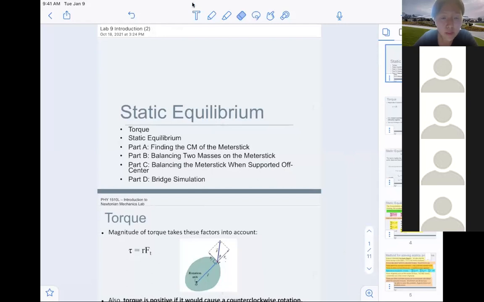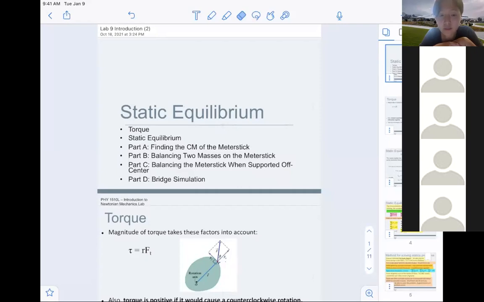So today we are working on lab 9, which is static equilibrium. You may have already talked about torque in class, or maybe you haven't. For static equilibrium, we will build upon what we did in Newton's second law, where if an object is having zero acceleration, the object could be either at rest, simply not moving at all, or moving with a constant velocity. Both of those cases, it will not have an acceleration.